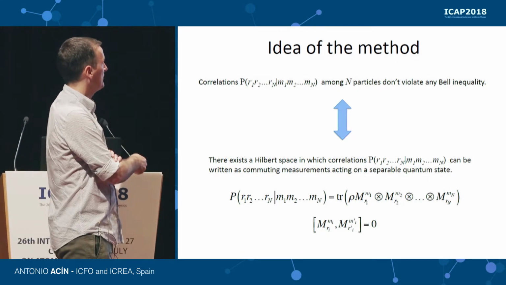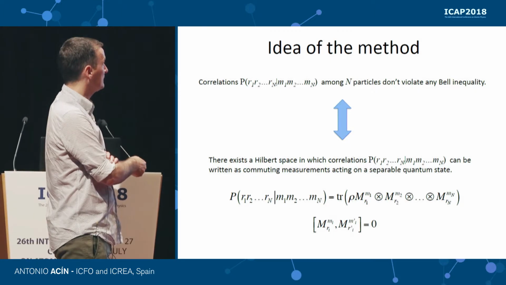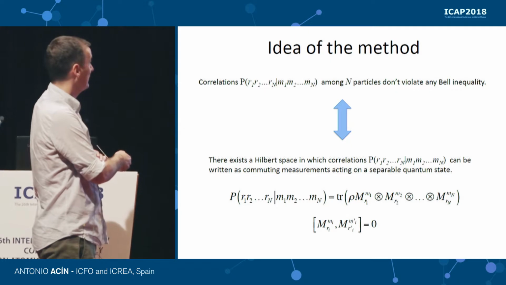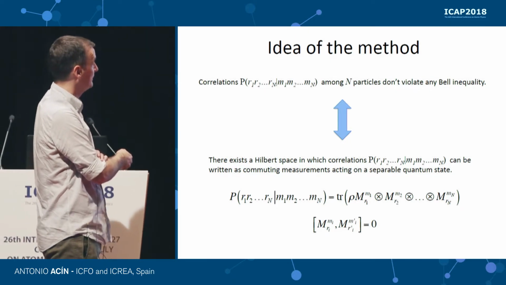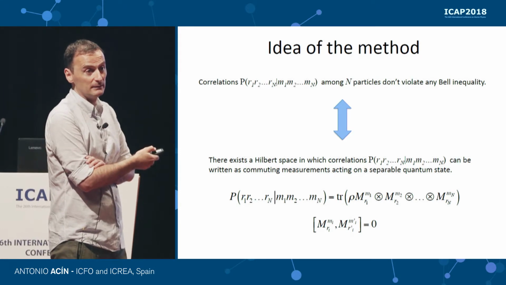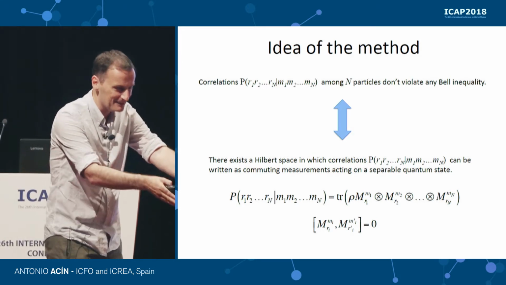So again, the experimentalist gives us this, and we have to tell her whether the data she collected in the lab are compatible with a separable state. Because if not, what is in the lab is entangled.